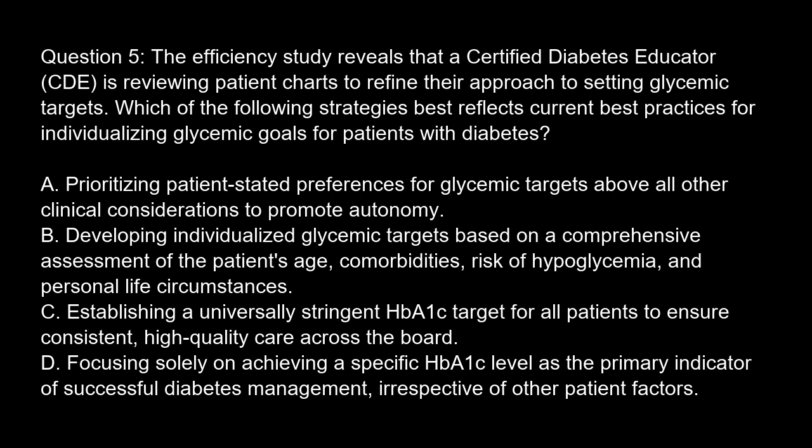Option A. Prioritizing patient-stated preferences for glycemic targets above all other clinical considerations to promote autonomy. Option B. Developing individualized glycemic targets based on a comprehensive assessment of the patient's age, comorbidities, risk of hypoglycemia, and personal life circumstances. Option C. Establishing a universally stringent HbA1c target for all patients to ensure consistent, high-quality care across the board. Option D. Focusing solely on achieving a specific HbA1c level as the primary indicator of successful diabetes management, irrespective of other patient factors.